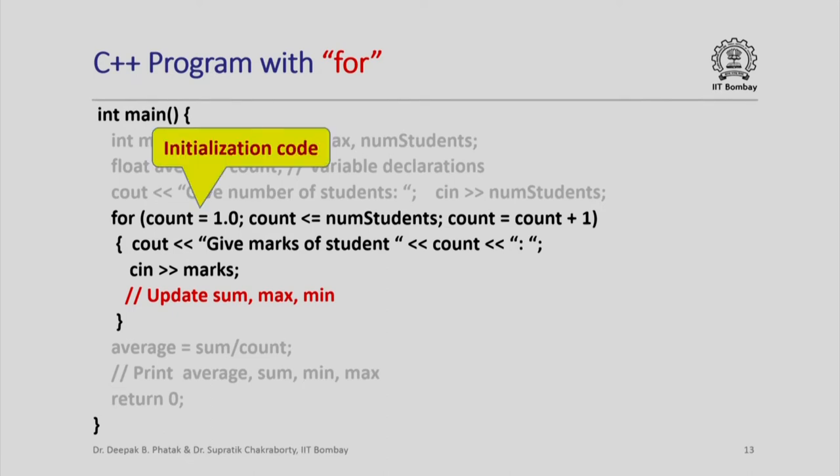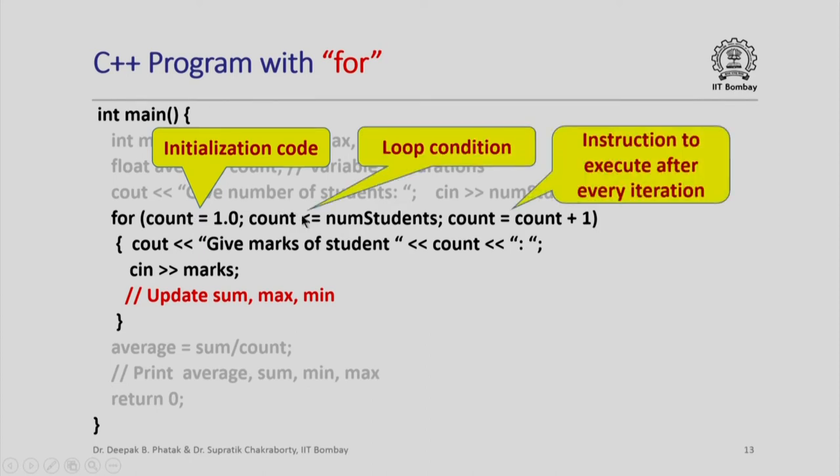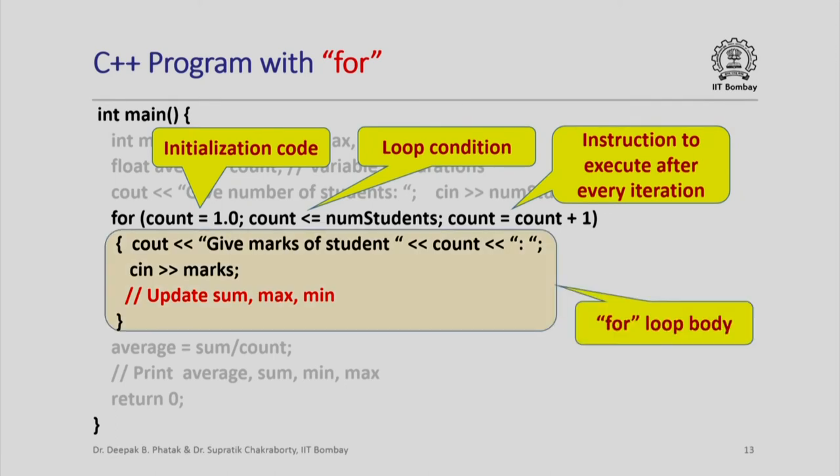Now, if you look at this for loop, you will see that this is the initialization code, this is the loop condition, and this is the instruction to execute after every iteration, and this is the for loop body.